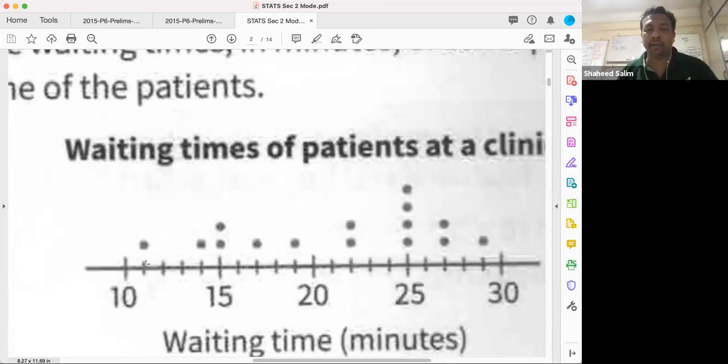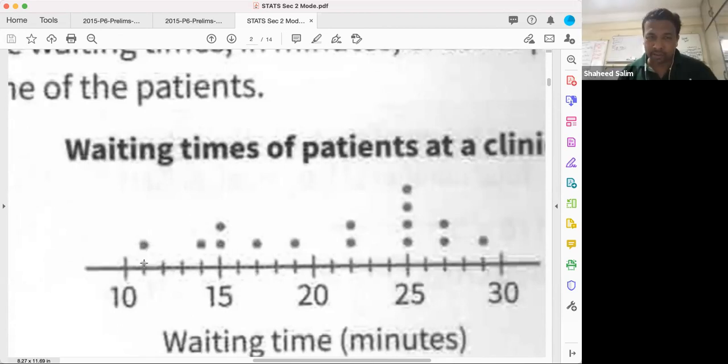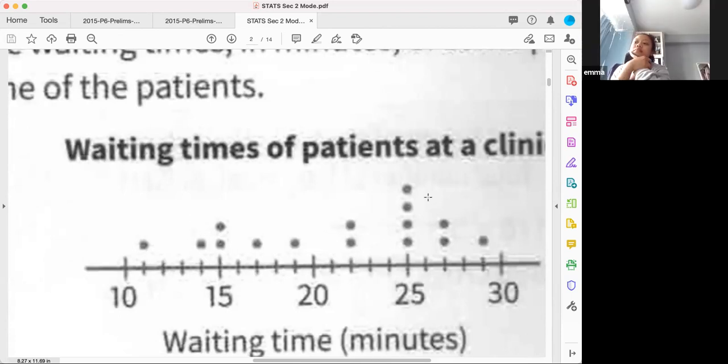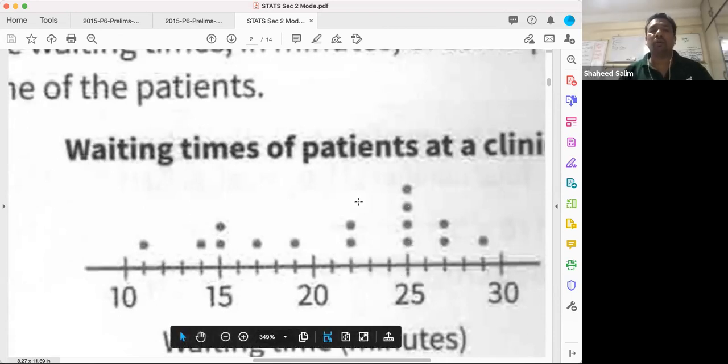So 11 minutes. How many persons waited for 11 minutes? Just one. So one person waited for 11 minutes. Another one person waited for 14 minutes. Two persons waited for 15 minutes. You understand how it goes now? Yes? So you can see 4 persons waited for 25 minutes and so on and so forth.